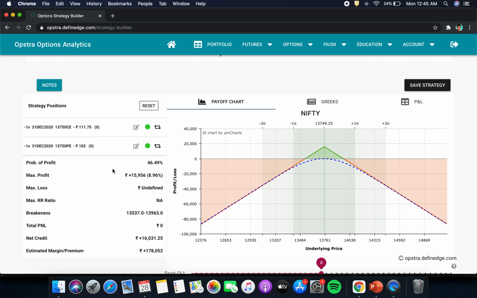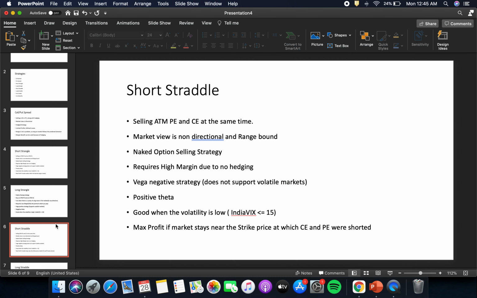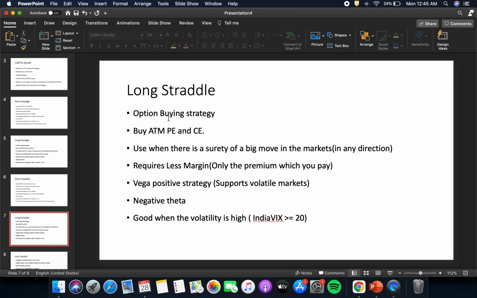And if there is a huge gap up or gap down the next day, you can suffer from really big losses. So you should avoid doing this. And since this is a naked option strategy, you should look for hedging, and that's what we are going to look at next. So let me just talk about long straddle as well.